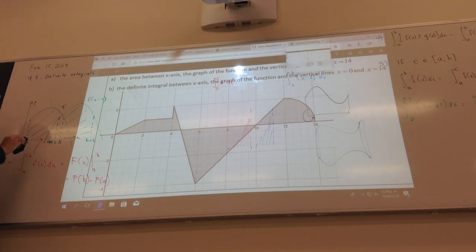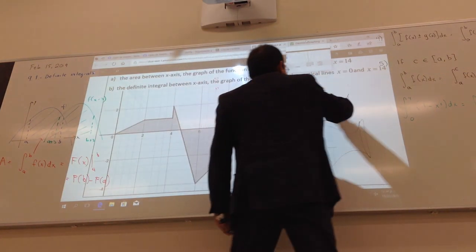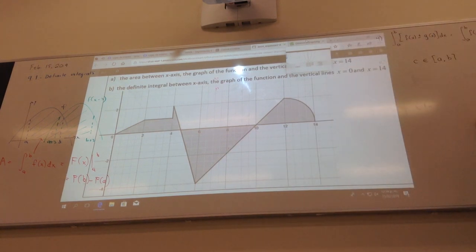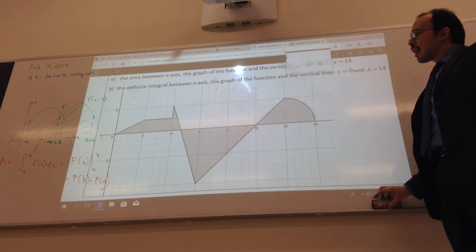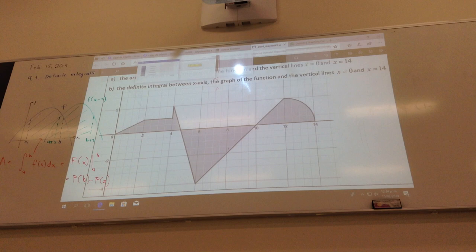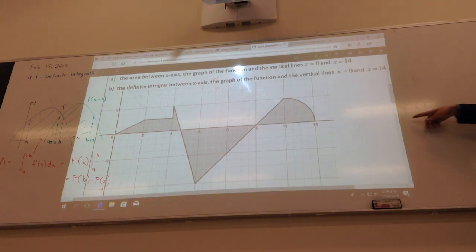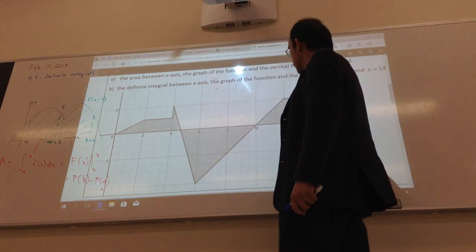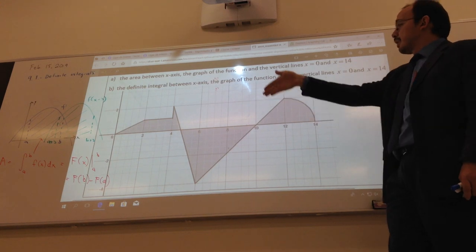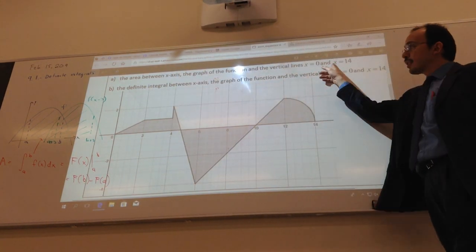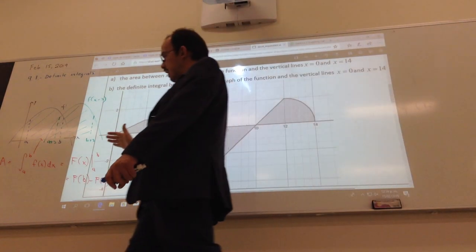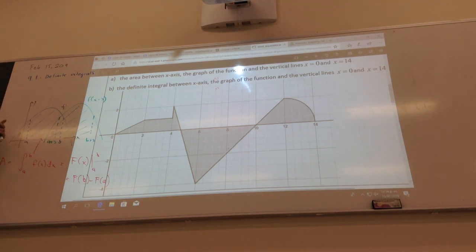Ok, fine. Can I understand? Ok, next part and last part for this is this. It's also an activity. The idea is simple. The question here is I want to find the area between the x-axis, the graph of the function (also this is not a function, but doesn't matter), the graph of this expression, and the vertical lines 0 and 40. That's the first question. Second question is find the definite integral.